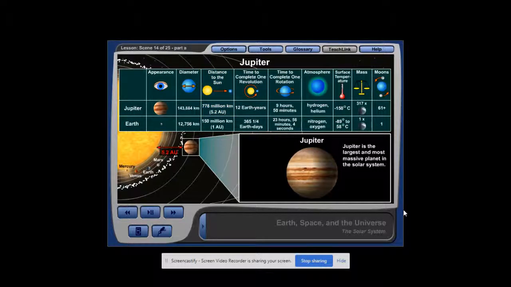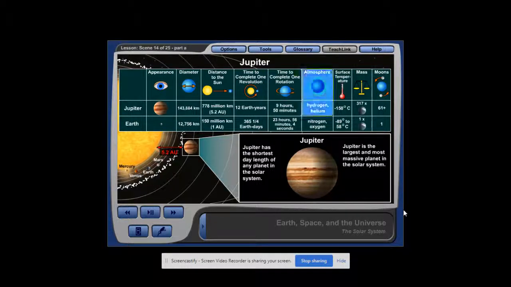It takes Jupiter 12 Earth years to complete one revolution around the Sun, but it only takes Jupiter 9 hours and 50 minutes to rotate once on its axis. This means that Jupiter has the shortest day length of any planet in the solar system.